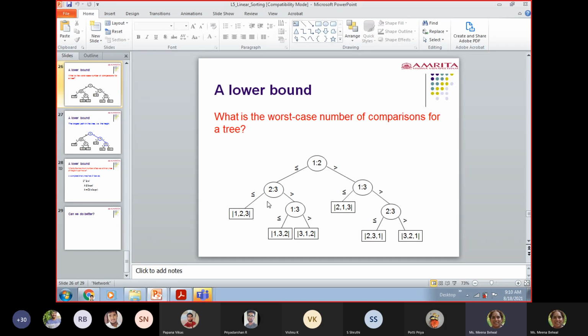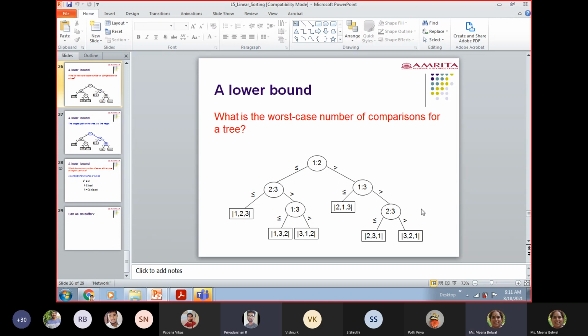You have indexes, and if you have 3 indexes, you can fill the first place with any of the 3 indexes. Once you have utilized one of the indexes, the next place you can fill with only 2 indexes. Once you have used 2 indexes, the next place you can fill with only one index. That's how you are getting factorial of n. Is it clear? Yes.